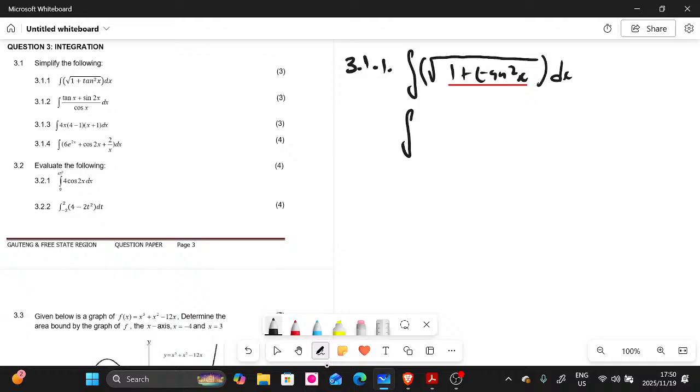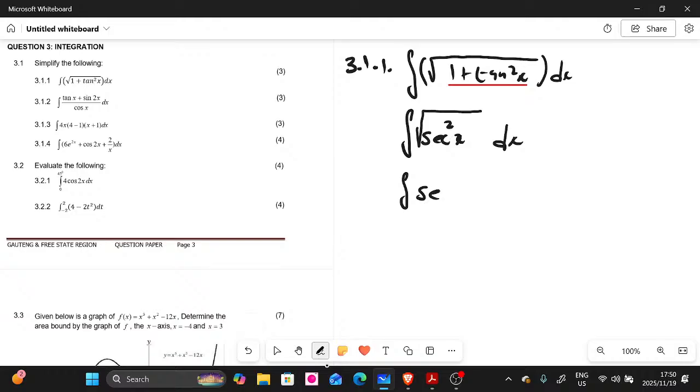We write sigma there. Then we have sec x squared under the root. Let's not forget it's under the root. Then dx. Now the square root of sec squared, the root and the square, they are going to give you 1 there, right? So you're gonna be left with sec.